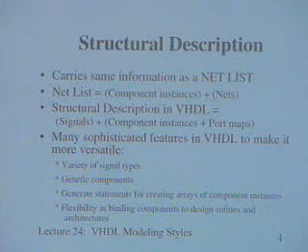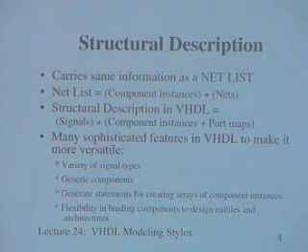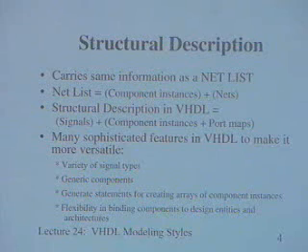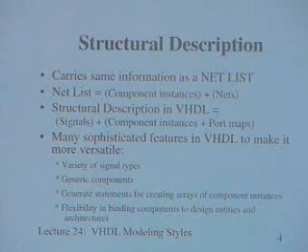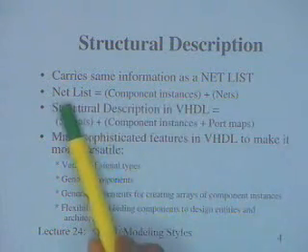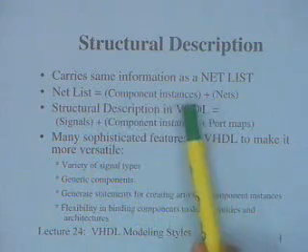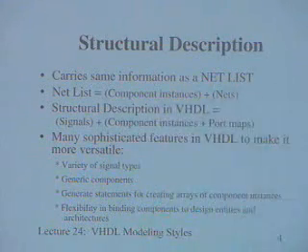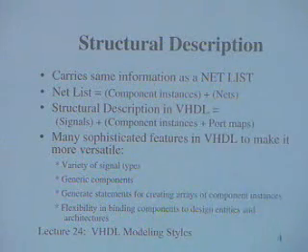The structural description by its very nature is a static description, in the sense that you have components which are instantiated and you have a netlist among these components. So it carries the same information as the netlist. What is a netlist? A netlist is nothing but component instances plus nets. So the netlist contains the information about which components are present and how they are interconnected, and the interconnections are the nets. So, structural description in VHDL.